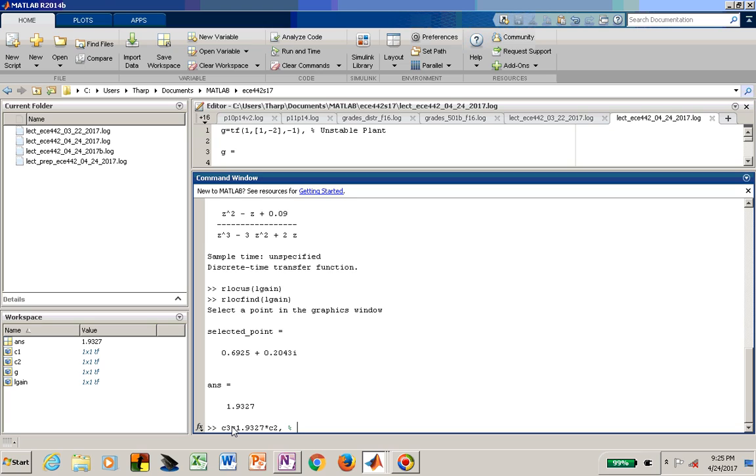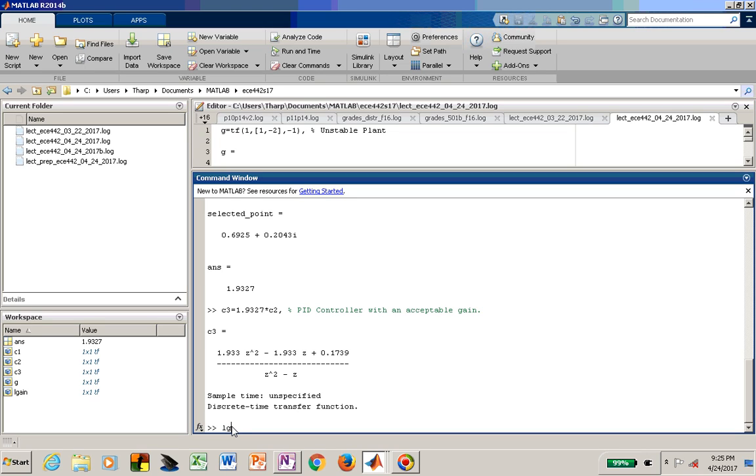This is now my PID controller with, let's say, an acceptable gain value. We can now do L gain 2 and say that's G times C. Well, maybe I'll call it L gain 3 to be consistent with C3. So this is G times C3. Here's our loop gain with the PID controller.